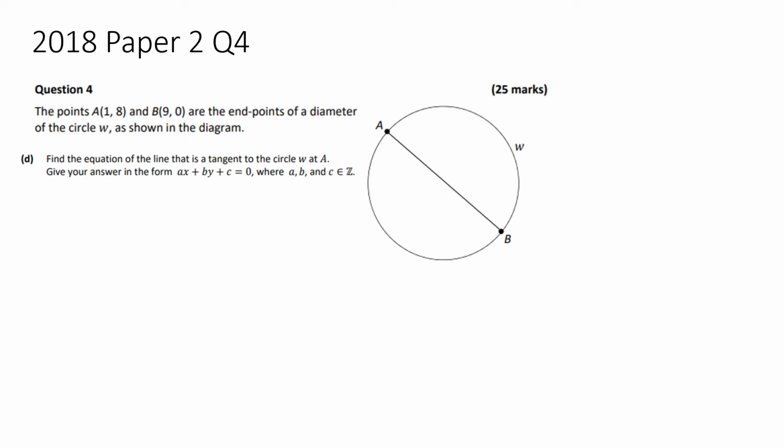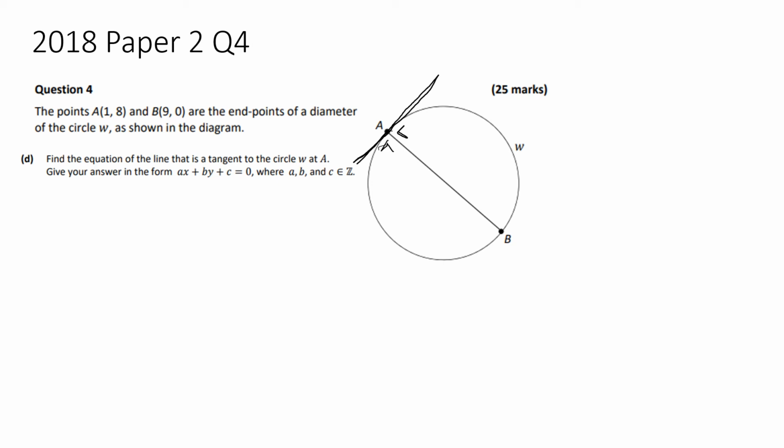For your final question, what you have here is the points A and B again, so still the same circle. They're asking you to find the equation of the line that is the tangent to the circle at the center A. So remember, a tangent hits the line of a circle at a perpendicular angle, so you'll have a perpendicular angle created here as a result, and another one created here.